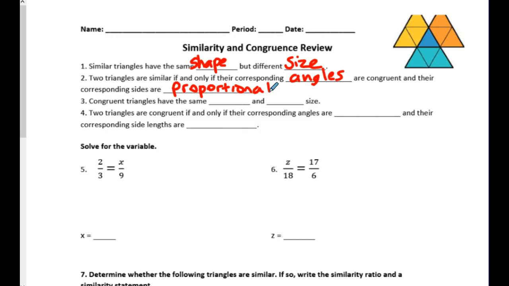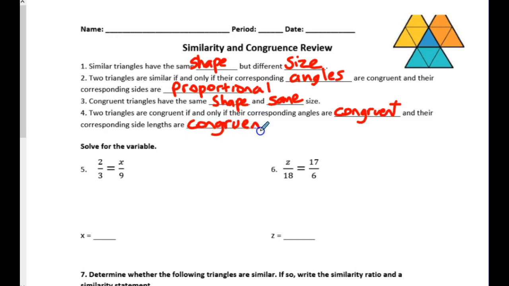Alright, number 3, congruent triangles have the same blank and blank size. Okay, the same shape and the same size. Alright, two triangles are congruent if and only if their corresponding angles are congruent and their corresponding side lengths are congruent. So everything needs to be congruent for two triangles to be congruent.